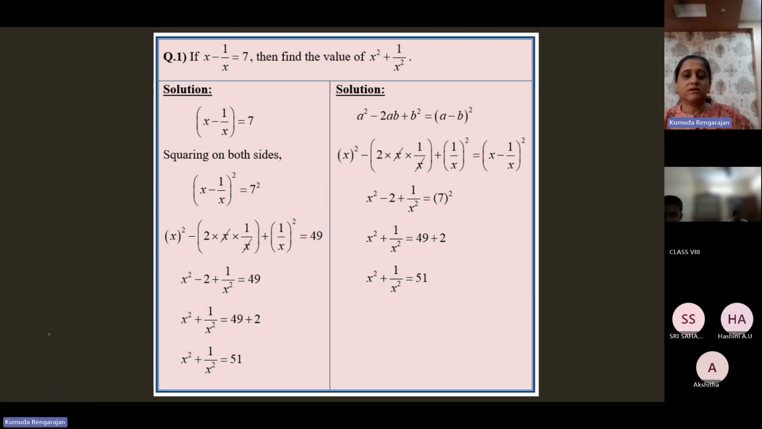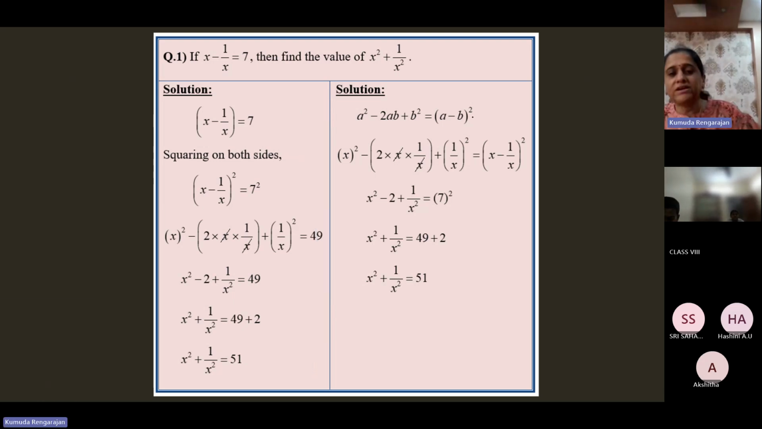In the other method, you can just write the identity. Now, which identity to write? See, you're given the value of a minus b. A minus b is equal to 7. So write this. I'll just roughly explain this. Don't worry if you don't understand. If you find this easy, then you can go with this method.